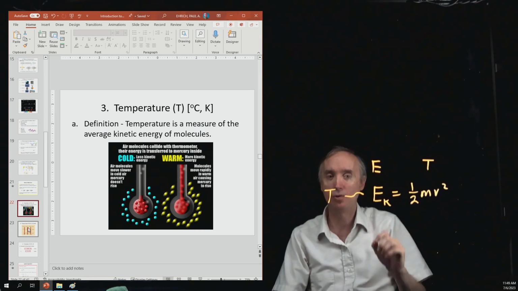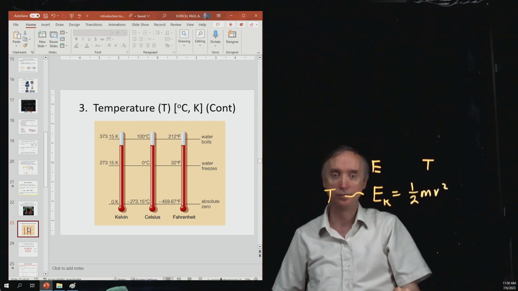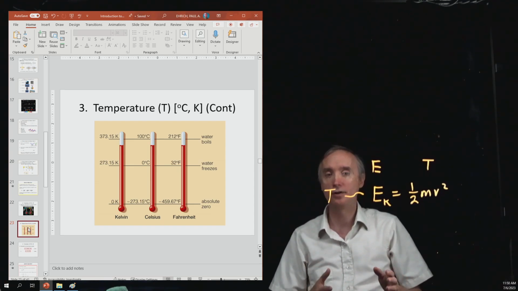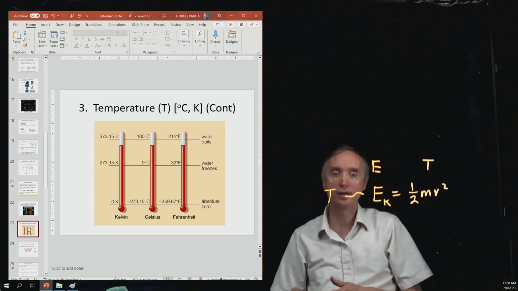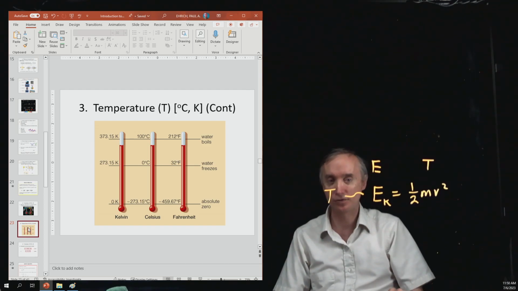So the official metric unit for temperature is actually called the Kelvin. Now, the one that we normally use is degrees Celsius. Let's take a look at the difference between these three, and you do need to know this for the exam. What's the difference between Fahrenheit, Celsius, and Kelvin? The original temperature scale was the Fahrenheit one. In the Fahrenheit scale, water freezes at 32 degrees Fahrenheit, and boils at 212 degrees Fahrenheit.